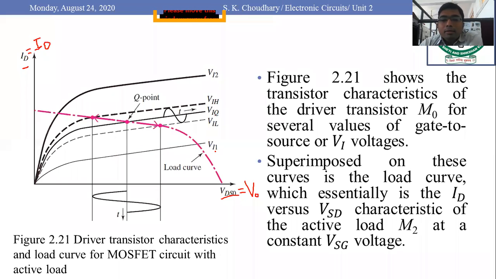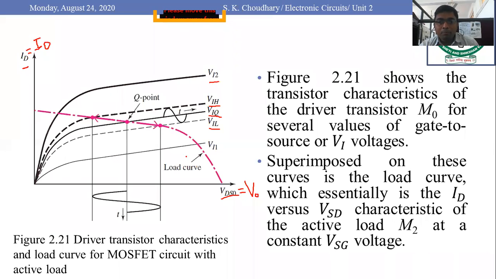So suppose out of this range of input voltage, Vi1 is minimum, so your ID1 would be smaller. As you increase Vi up to VIL, then your current would increase a little bit more. The third one is VIQ, when your current would increase more. Then VIH, a little bit more increase, and the curve is shifted upward. Finally, the maximum value of input voltage Vi2, when your ID is maximum.